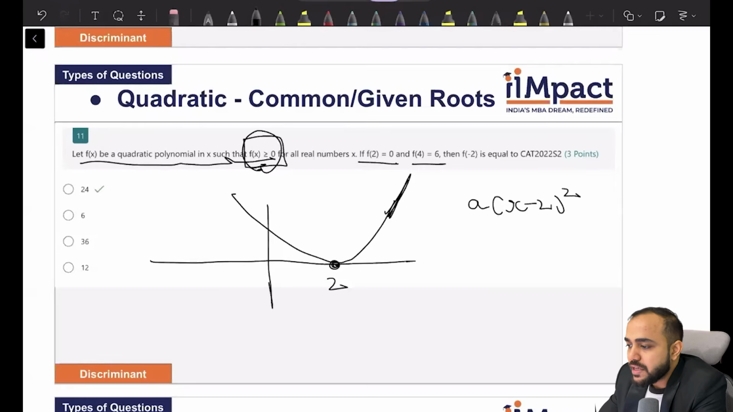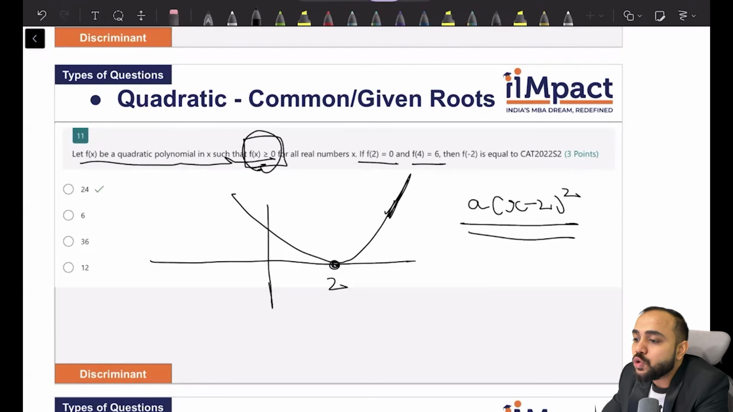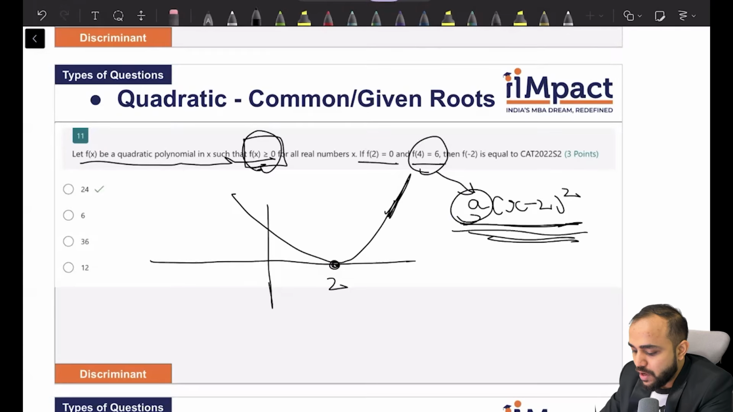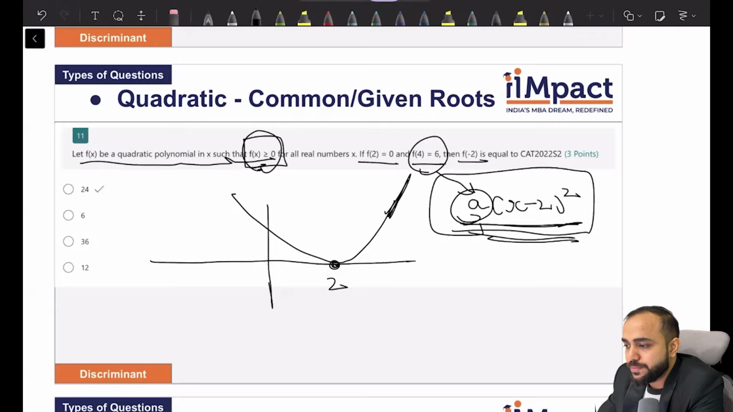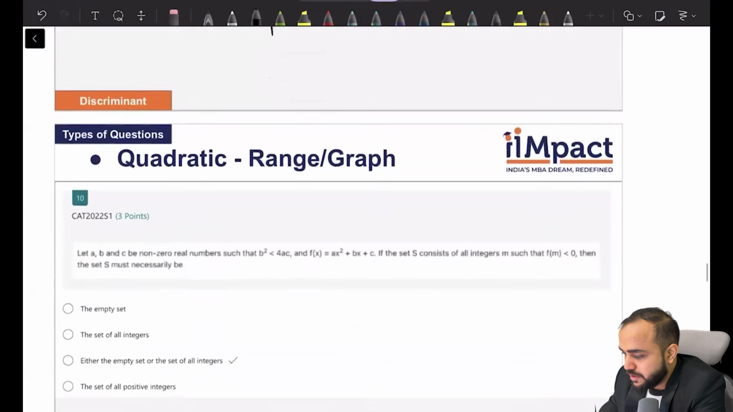A quadratic which has a minimum value of 0 is going to be just touching. And doesn't just touching mean that the roots are repeating? And does that not mean the quadratic can be written like this? So you can write it like this. You just put x equal to 4. Using this, you will find the value of a. And then once you have the value of a, you can put minus 2. All right. Okay.